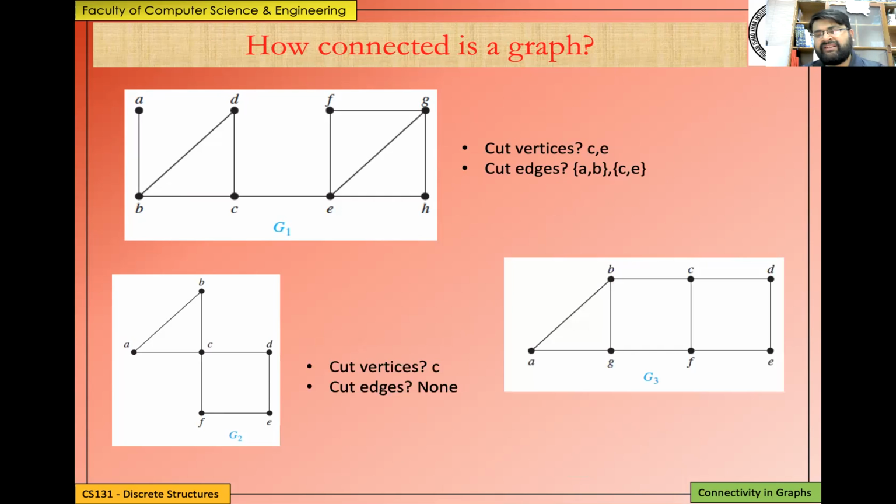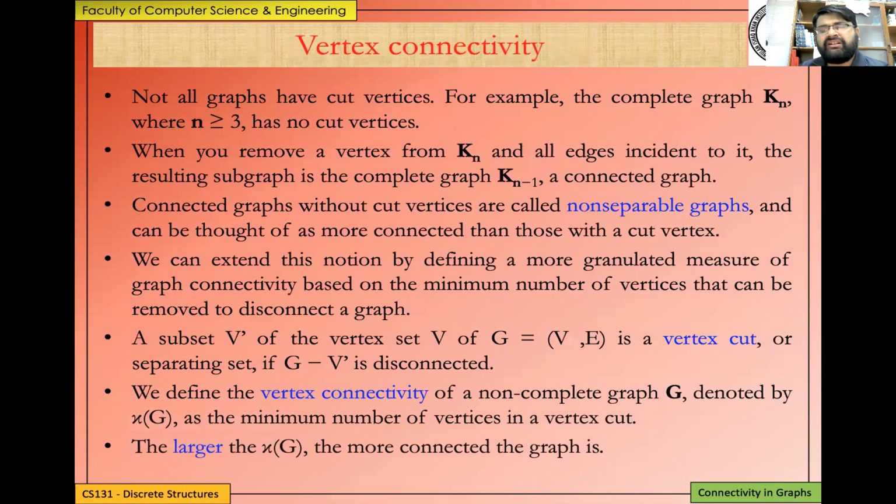Let's talk about this one. How many cut vertices exist? Well, there does not exist a single cut vertex, right? And if we talk about cut edges, also there does not exist a single cut edge. So none and none for this. And that's the exact answer you can see over here. So, then we come on to another topic.